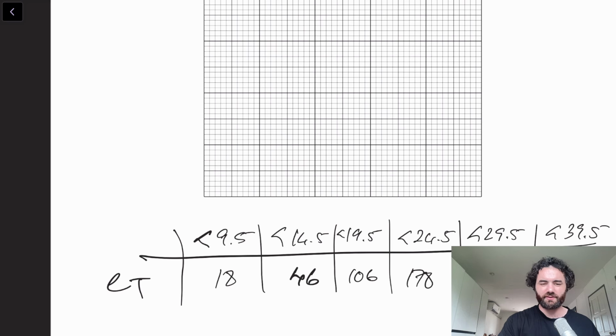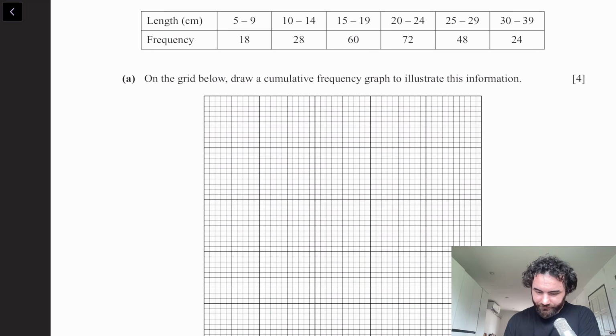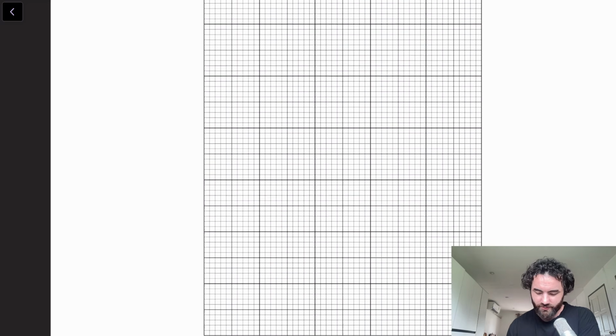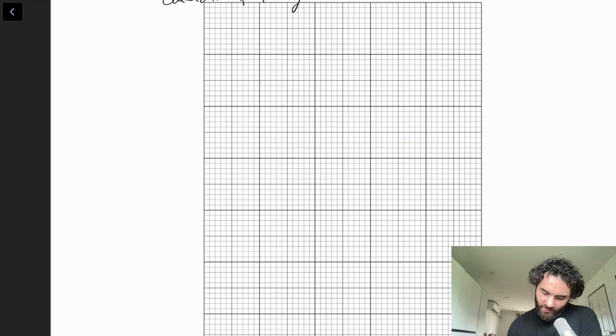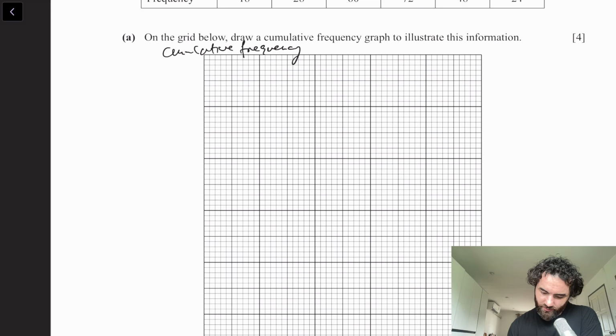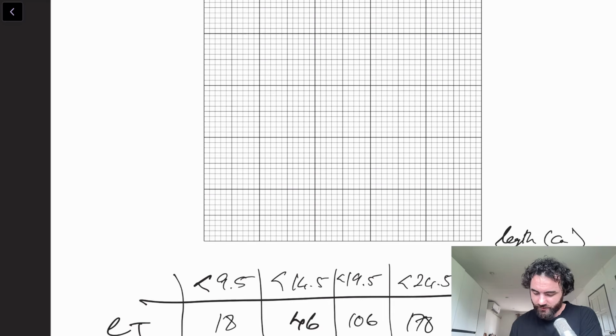Okay, so now basically all you do is graph this thing. So you need to pick an appropriate scale. So I guess we'd have length here, centimeters, and this would be your cumulative frequency. Ugh, I don't want to have to graph this, but I will. We're going to need above 250 here, so maybe 40.